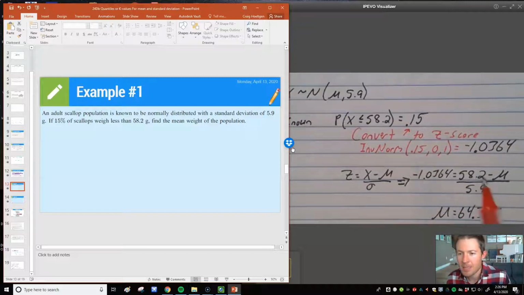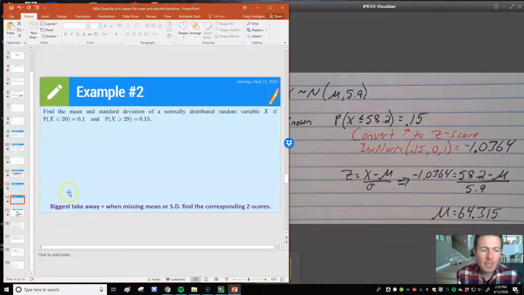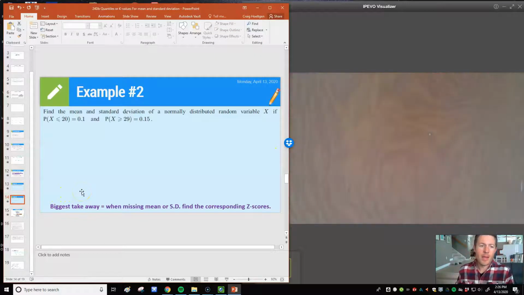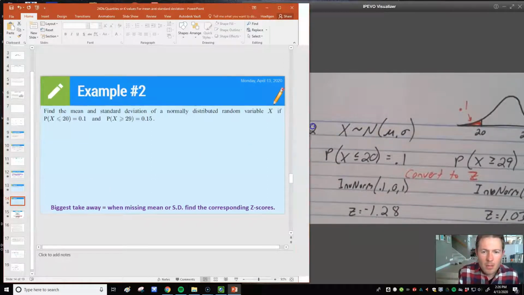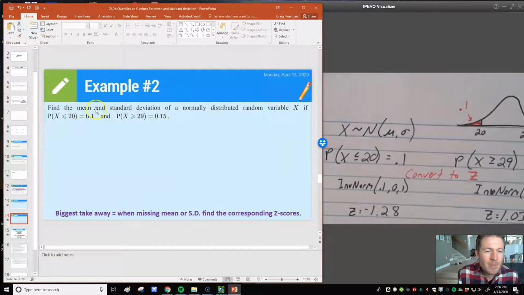Again, that big step is convert the probability to a z-score. Let's look at another example. You're welcome to give this a shot and pause, or we can hang out and we'll do it together. Just briefly, here, find the mean and the standard deviation. There are two unknowns. We do know it's normally distributed. We know a score and a probability, a score and a probability.